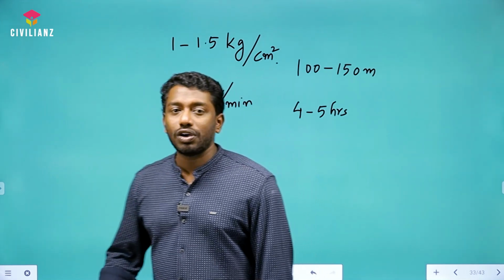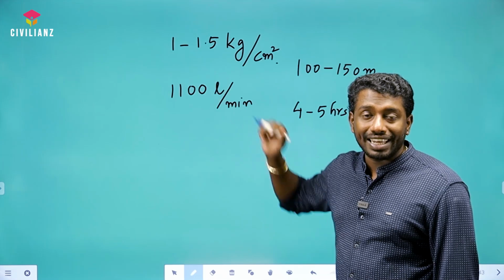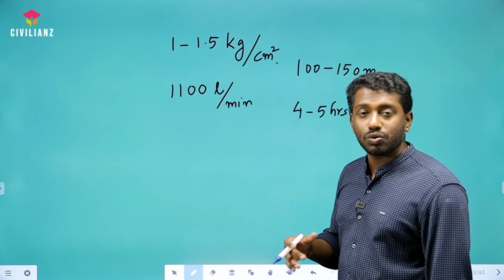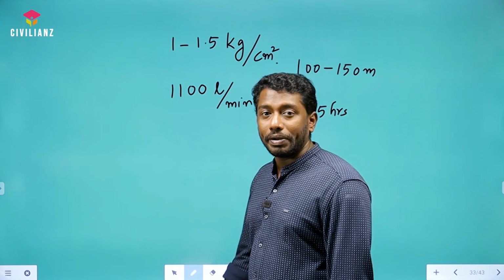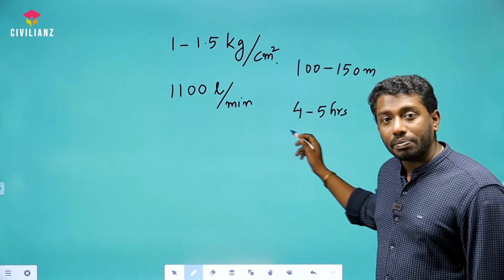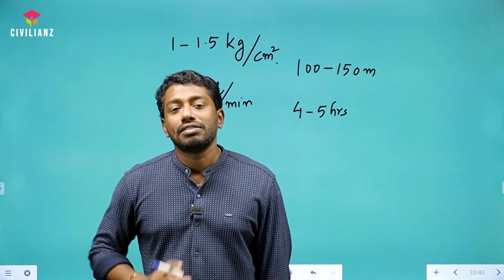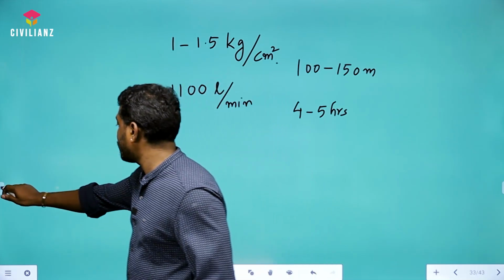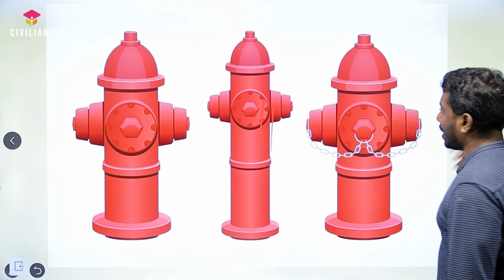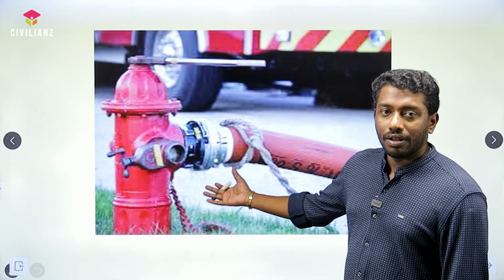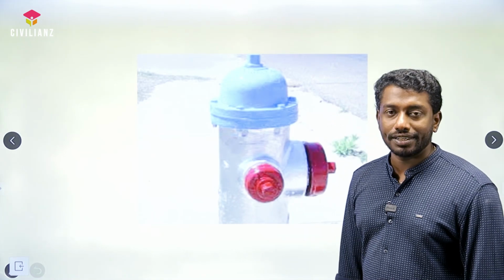So these are the requirements we have to get from a fire hydrant. That is, water pressure should be in the range of 1 to 1.5 kilogram per centimeter square, water supply rate should be around 1100 liters per minute, and we have to maintain that water supply for about 4 to 5 hours, and fire hydrants should be placed at 100 to 150 meters apart. There are different types of fire hydrant. We can see this is a schematic diagram. This is an actual photograph. Some may be red in color, some may be silver in color.